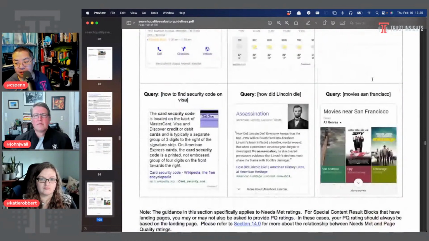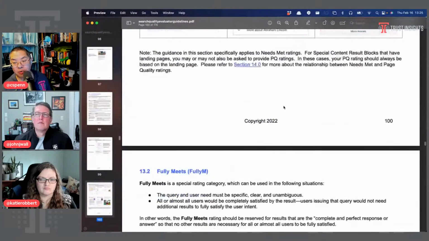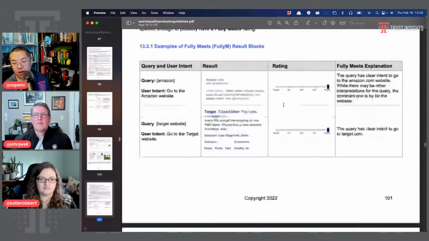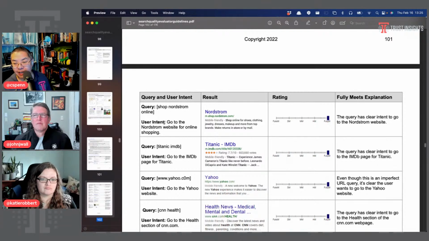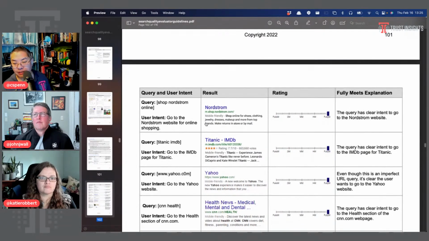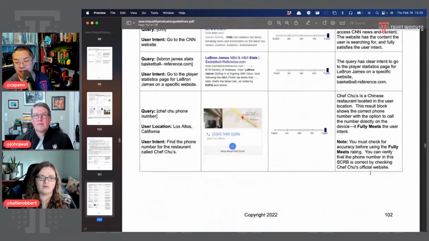You'll note, by the way, a lot of these are Google's own content blocks, which is somewhat alarming. But they'll say things like, the query is shop Nordstrom online. User intent: go to the Nordstrom website for online shopping. This search result fully meets that need. The query has a clear intent to go to the Nordstrom website. Google showed the Nordstrom website. The need has been met.